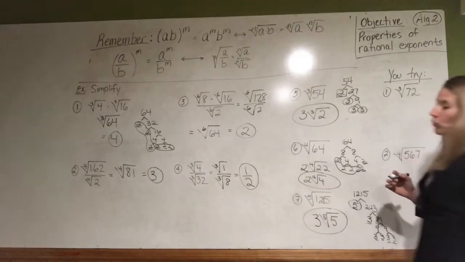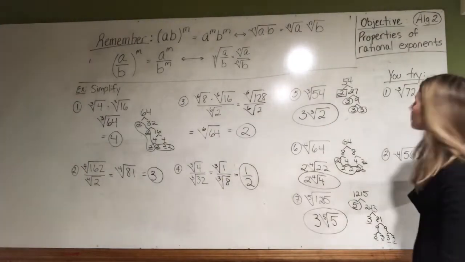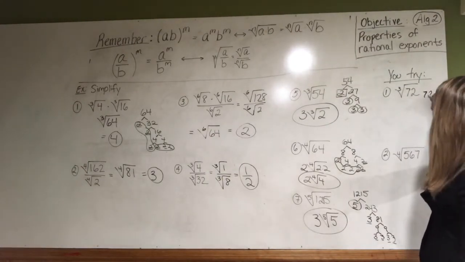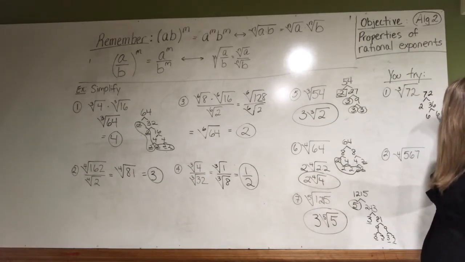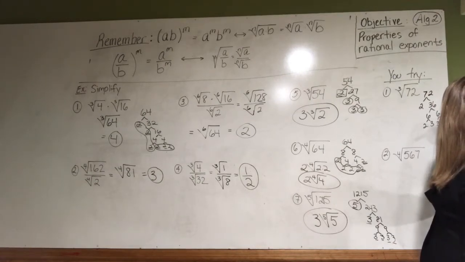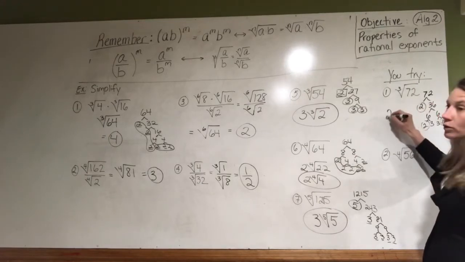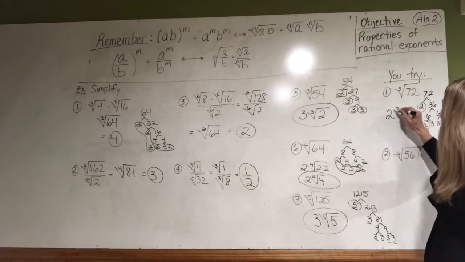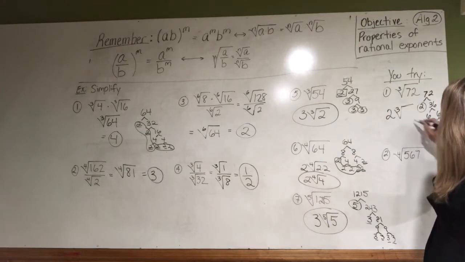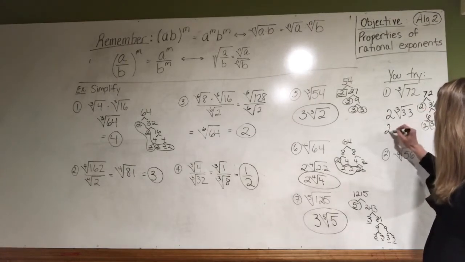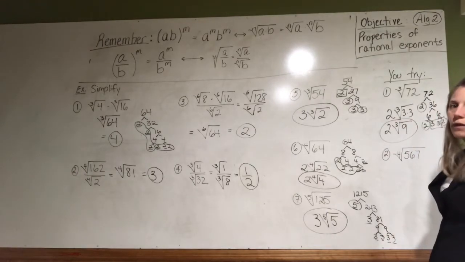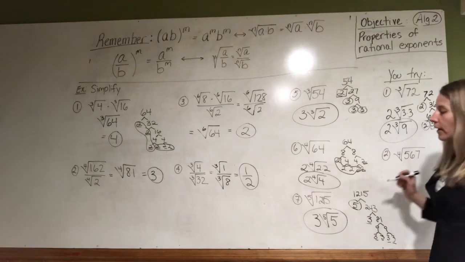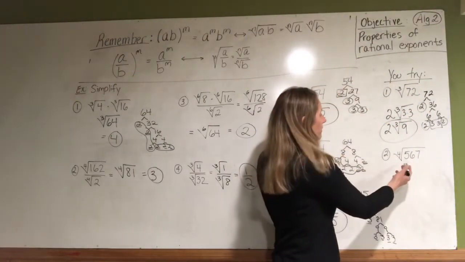So we take a look at number 1 here. We're going to do 72. So if I break down my 72, 2 and 36, 36, 6 and 6, 2 and 3, 3 and 2. So I have 3 2's, so my 2 was able to come out there. And then I had 2 3's left over. So those are going to stay inside, and then you have to multiply them back together. So that would be your answer for that one right there. And then finally, this last one, we have 567.